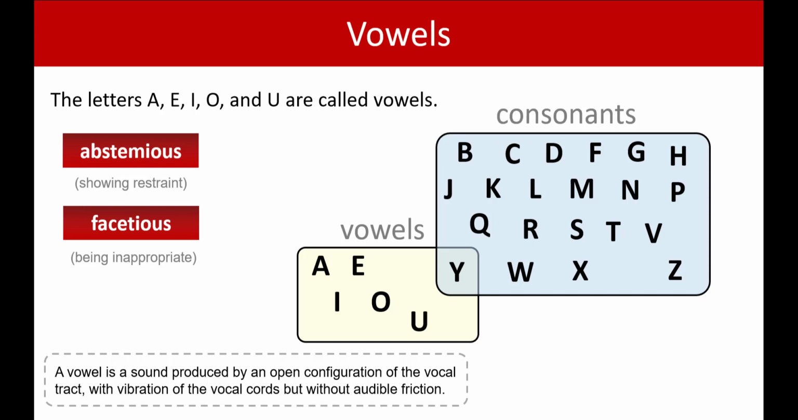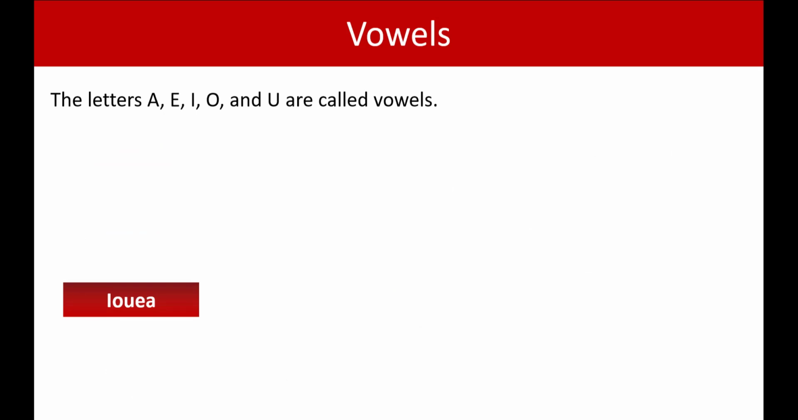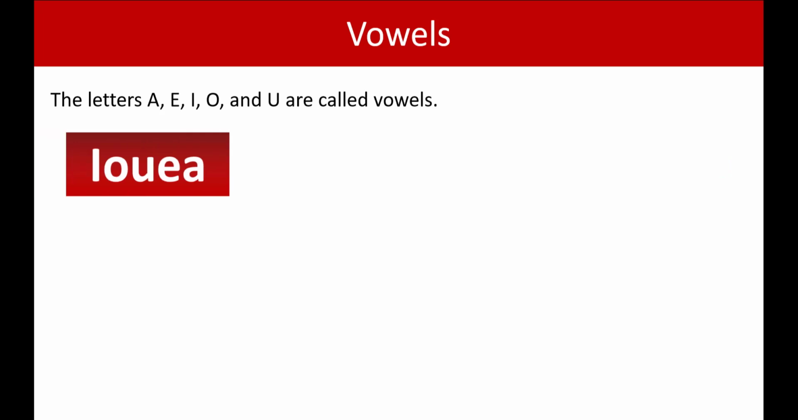Here is another interesting word, Iuea. So that first letter is a capital I. So this word only contains vowels. And Iuea is a genus of sea sponges, just so you know. Okay, let's clear that. Haven't quite finished with this word yet, Iuea. Let's bring it back a little bit bigger. So Iuea.